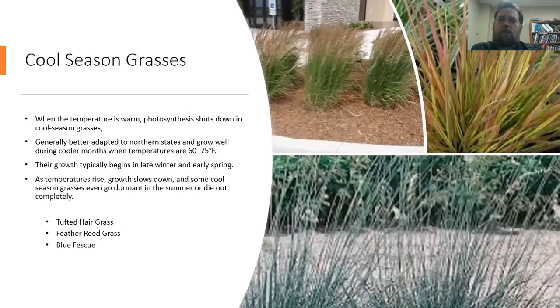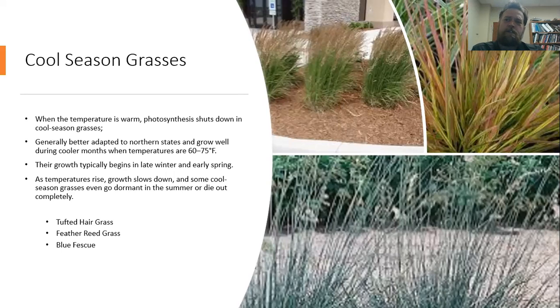So to give an idea what a cool season grass is, most of the plants we grow down here in the southeastern United States are going to be warm season grasses. But for cool season grasses, as the temperatures start to warm up, photosynthesis actually shuts down, so they don't grow actively during the warm season of the year. And because of that, they tend to be more adapted to northern areas of the United States. They grow well in the cooler time of the year when temperatures are down, 60 to 75, which, as you can imagine down here in Mississippi, I think we're in the middle of December, I think it might be between 60 and 75 today.